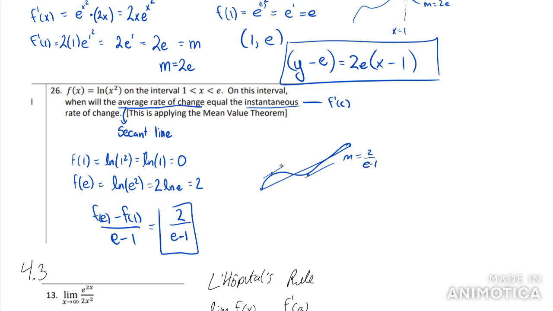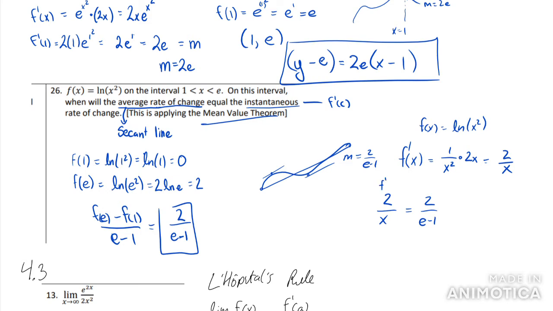And what the mean value theorem says is that I should be able to find it. So what I need to do is set my derivative equal to this. So f prime of x: f of x is equal to the natural log of x squared. So if we remember, this becomes 1 over x squared, times chain rule 2x. Simplifying this down, I'm going to end up with 2 over x. Not bad. All right, so now I need to find a point where 2 over x equals 2 over e minus 1.